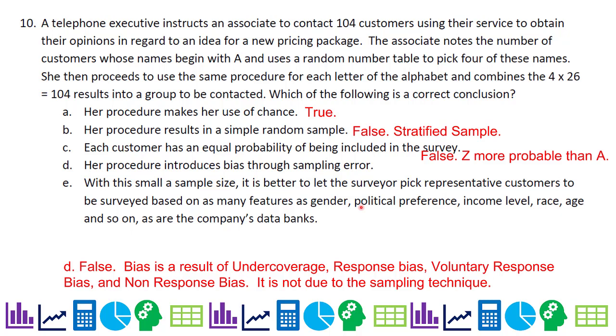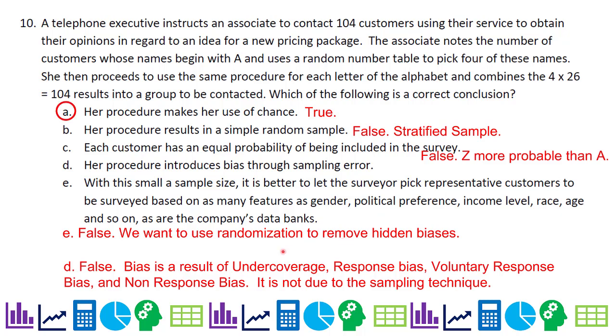D is false because bias is a result of undercoverage, response bias, voluntary response bias, and non-response bias. It is not due to your sampling technique, so D is false. And then E, with this small sample size, it is better to let the surveyor pick representative customers to be surveyed based on as many features as gender, political preference, income level, race, age, and so on, as are in the company's data banks. No, we want to use randomization to remove hidden biases. So the correct answer is A.